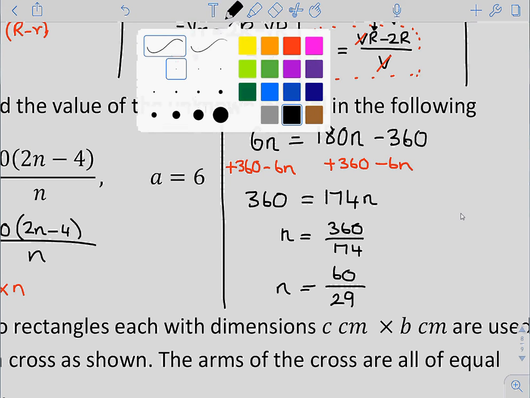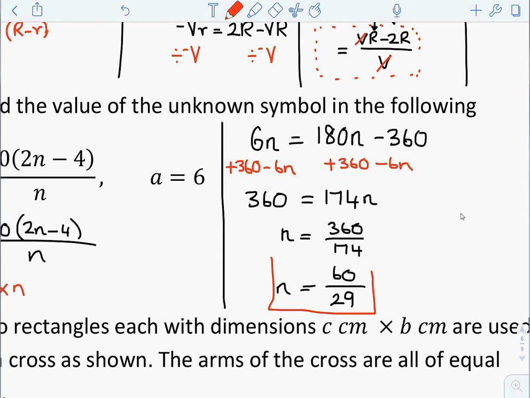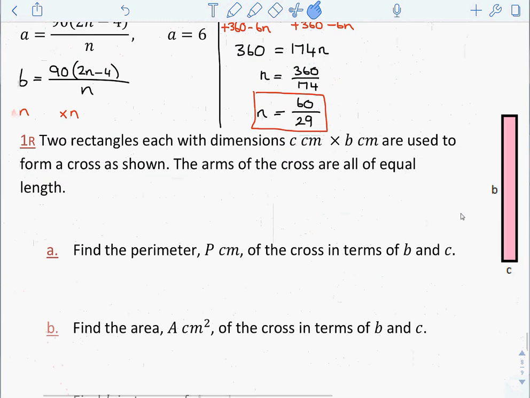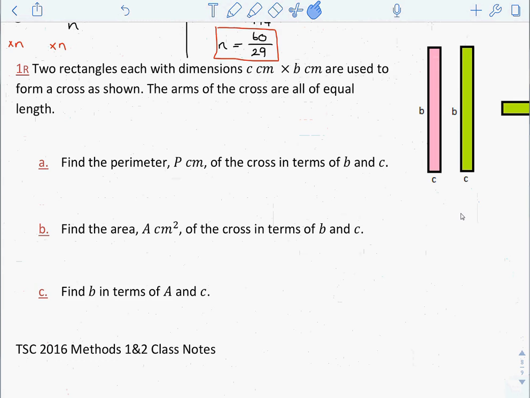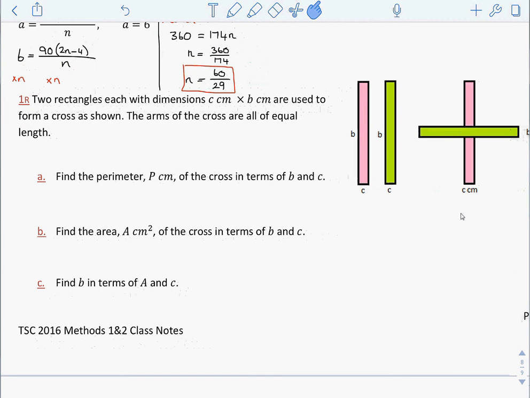My solution: n equals 60 divided by 29. Box a solution, and that question is done. Question 1R. This is a little bit of a short answer sort of question.